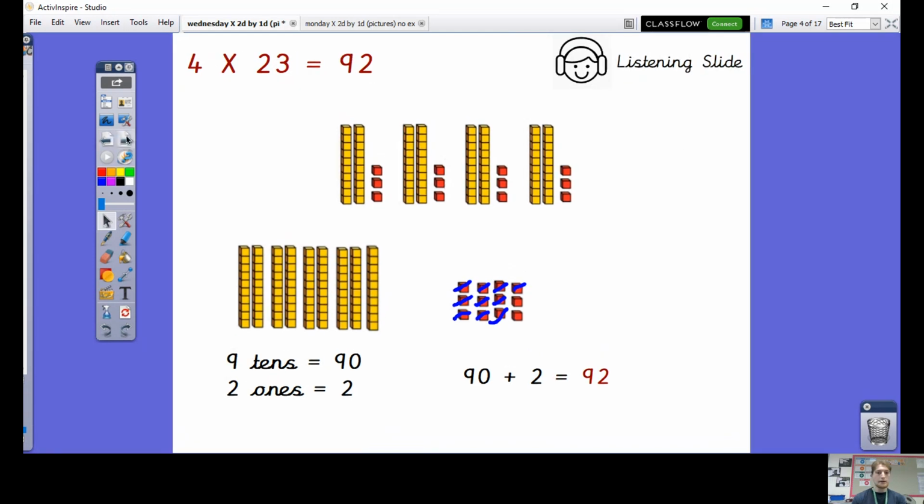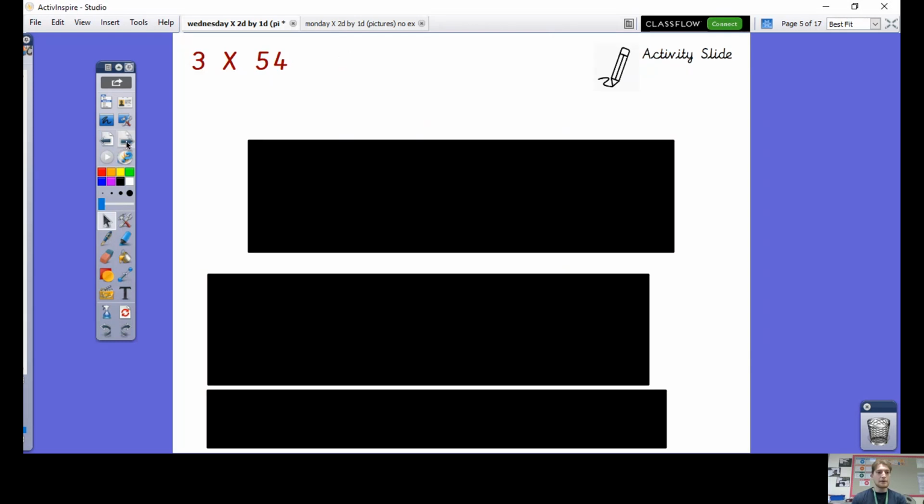Okay, right. Now I've shown you how to do that, I would like you to have a go at doing that yourself. I've given you a number sentence here to have a go at: 3 times 54. Think how many groups we need, think how many need to be in each group, and then try to group it into tens and ones, then exchange the ones over if you need to. Have a go at doing that now, pause the video, and then we can go through the answer.